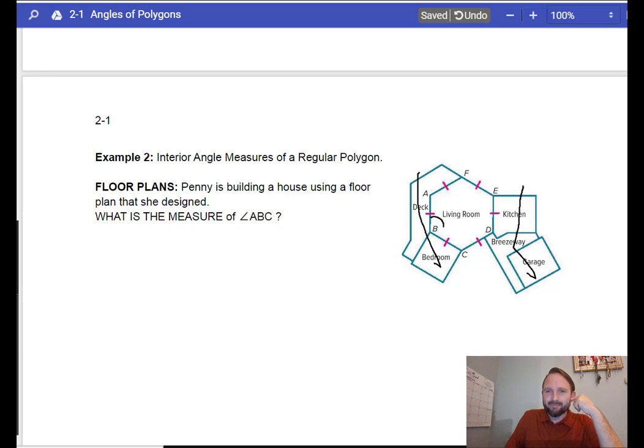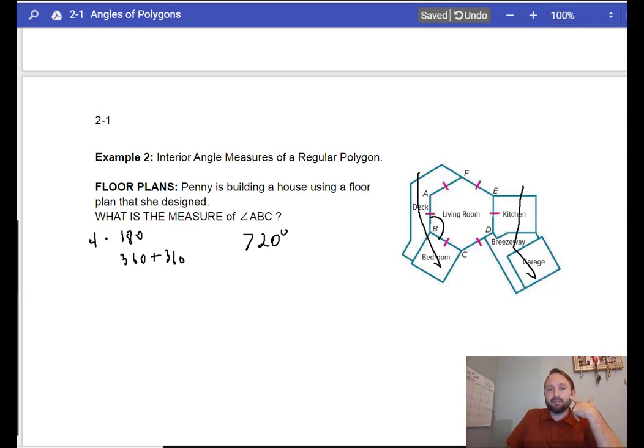What is this angle? This is going to be a regular polygon, meaning all the angles are going to be exactly the same. So this is 1, 2, 3, 4, 5, 6. This is a hexagon. Now a hexagon has 6 sides. So 6 minus 2, 4 times 180. That's 360 plus 360, which is 720. So that's the sum of the interior angles for a hexagon.